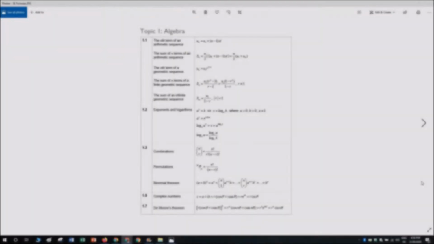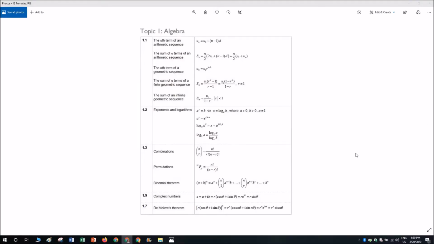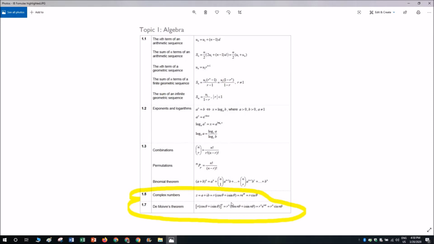Remember, you will have a copy of this while you're taking your test. In topic number one, algebra, your first page of the formula sheet, sections 1.5 and 1.7 are the formulas you're going to need as far as complex numbers go. The first one in section 1.5 gives you your different forms for complex numbers. I'm not sure what you called these when you did these with Mr. Smith, but the first one is what we call the rectangular form, a plus bi. That's the one most of us are more familiar with.